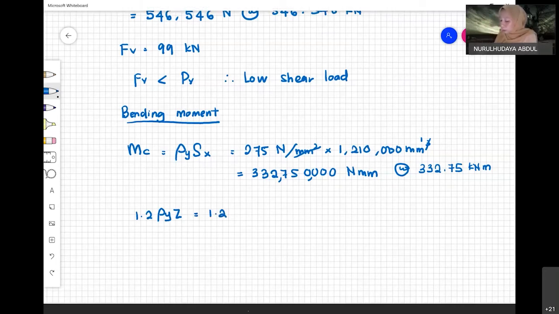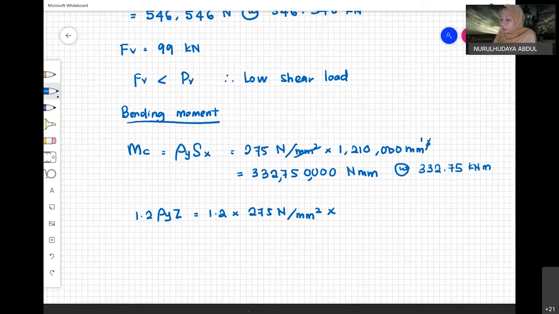Dia suruh check saja, make sure that it is bigger. But provided that you kena check this one, if let's say you dapat section you adalah plastik ataupun compact saja. Semi compact dengan slender tak perlu. Okay, so 1.2275 darab Z. Z ini adalah elastic modulus, S plastic modulus, Z elastic modulus.